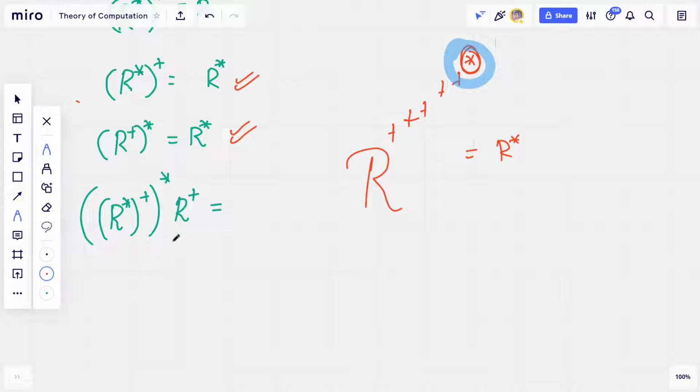Cool. So can you answer this then? See, it doesn't really matter whatever is there. I just know there is one star here, so this entire thing will be R star, and R star into R plus. What is it? We just saw it, right? It is actually R plus.